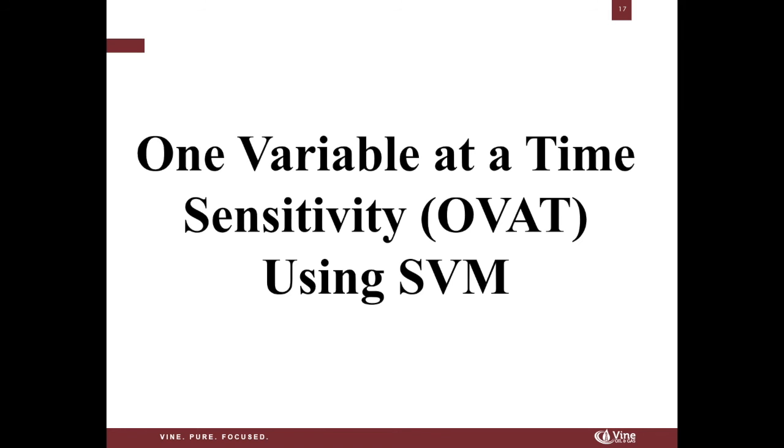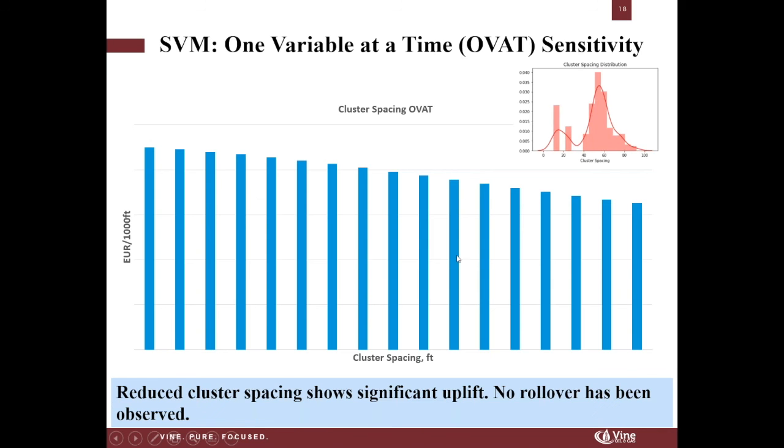This is called a one variable at a time sensitivity, or OVAT. And for OVAT, I used the support vector machine model. I also used the ANN model. The results are very similar after fine-tuning the hyperparameters. This basically shows what is the impact of increasing my cluster spacing on my EUR per 1,000 feet. Again, I removed the numbers in this case for confidentiality.